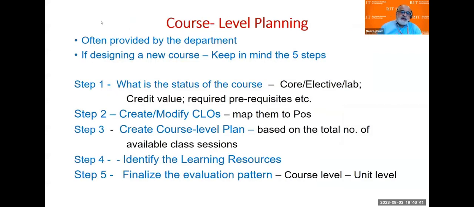The process is pretty straightforward at the course level. What is the status of the course? Is it a required course? Is it an elective course? Is it a course that has a lab in it? Is it a standalone lab course? You want to create or modify the learning objectives. Also keep in mind that you may be able to map these learning objectives to the program outcomes.